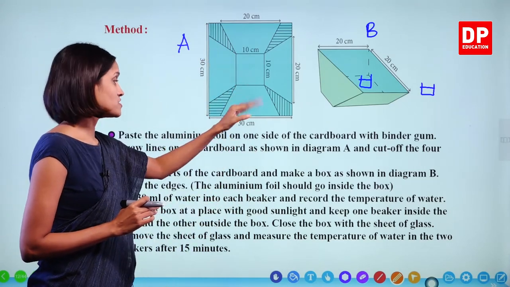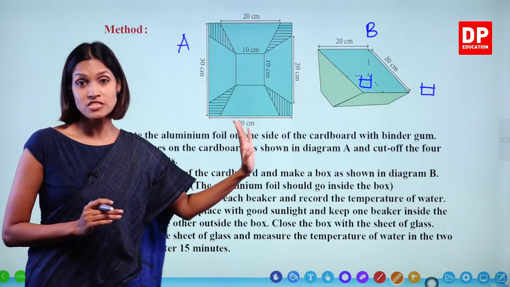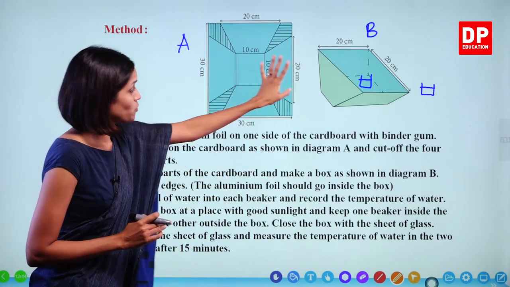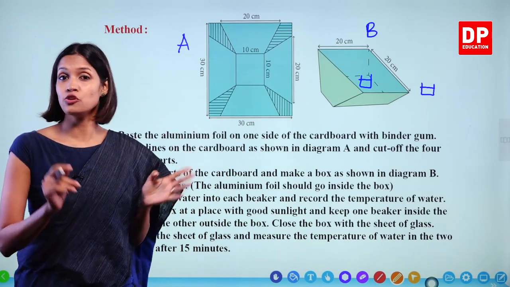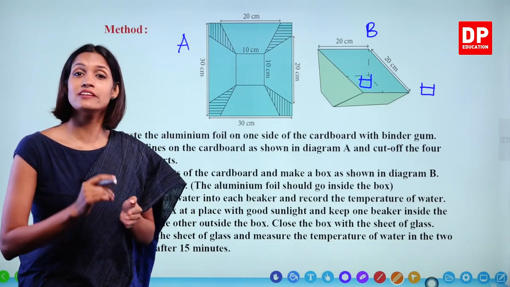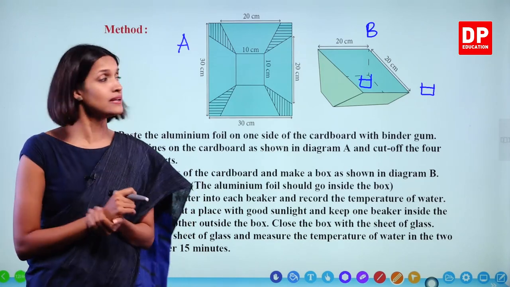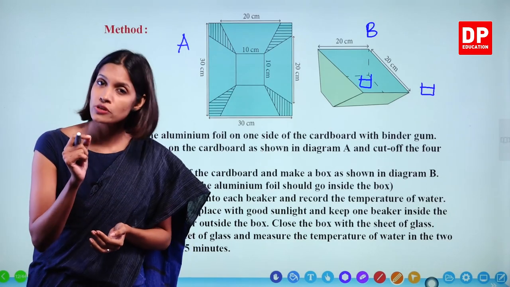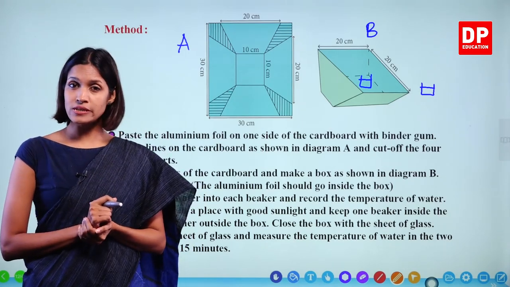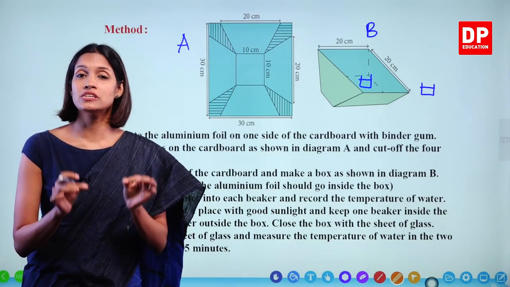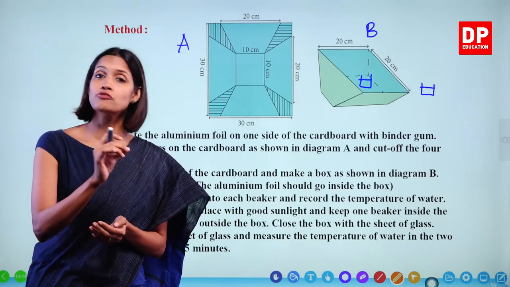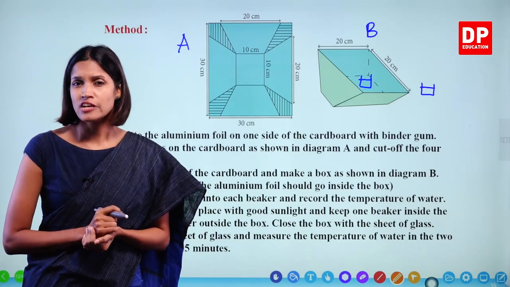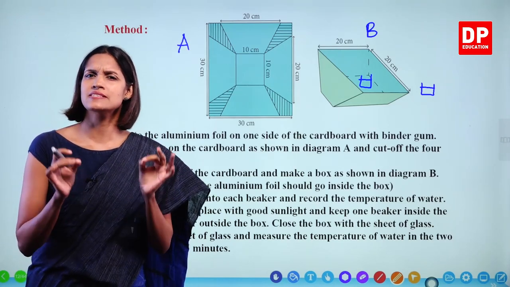Using these dimensions and the given instructions, you have to make the box like this. When you make the box, make sure the silver color side goes inside. Then take two similar beakers and put equal amounts of water in them. Then measure the initial temperatures of the two beakers.